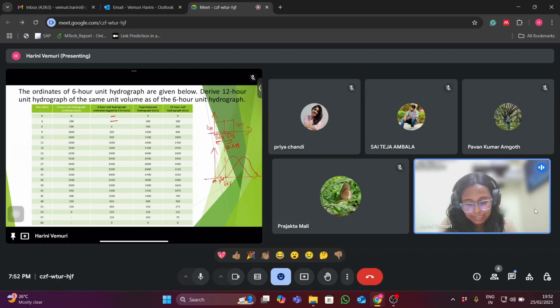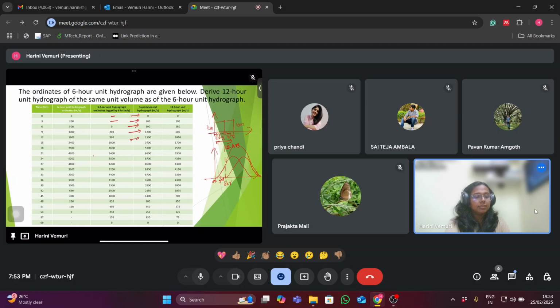Okay. So we will lag it, and in each row we will add this up. So in each row we are summing it up. We are adding up column 2 and column 3 to get the superimposed hydrograph. So like this we will get.